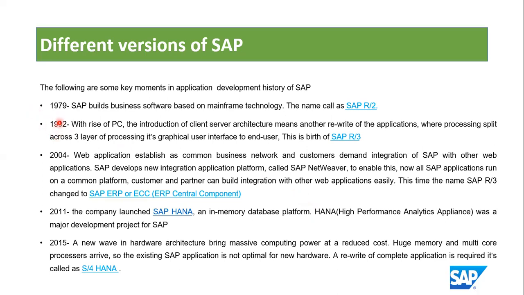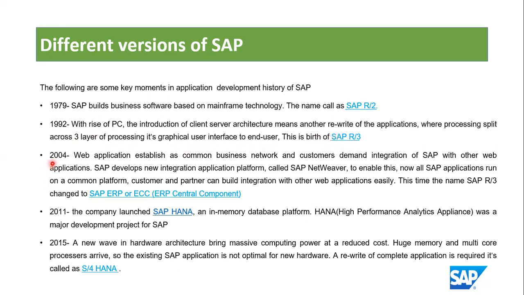Yes, sir. So first, in 1979, they built basic software called SAP R2. I will explain what R2 indicates. By 1992, they were using more PCs, more computers, and they introduced a different structure called the three-layer structure. That is what they named the SAP R3 system. That is the R3 second version they released.